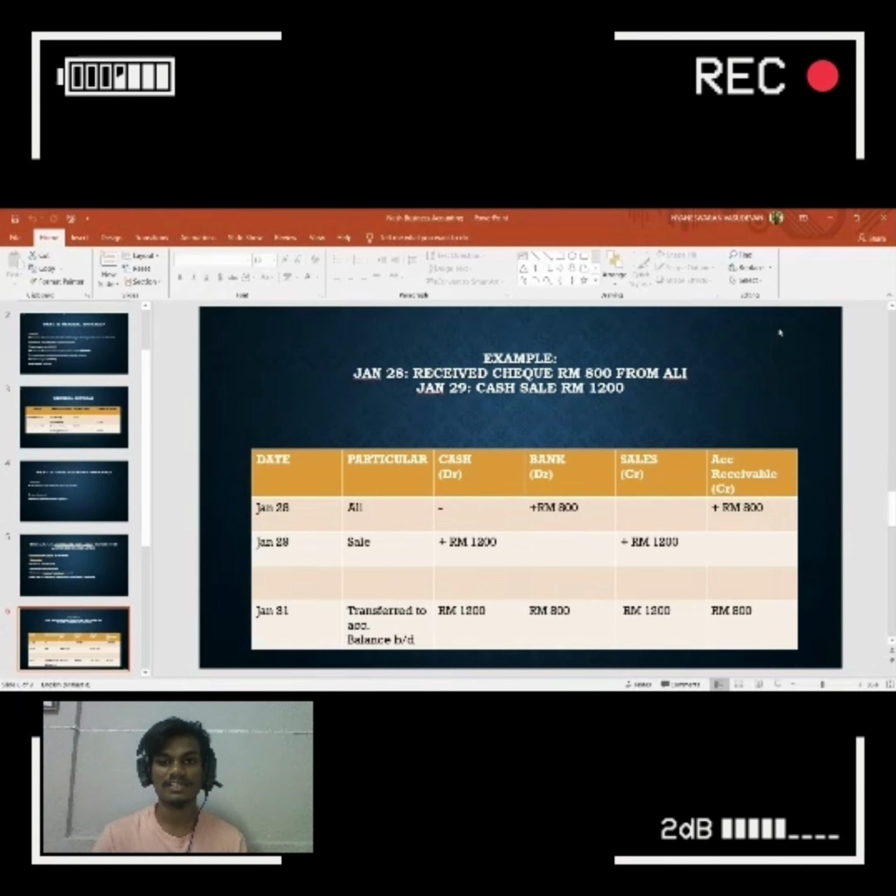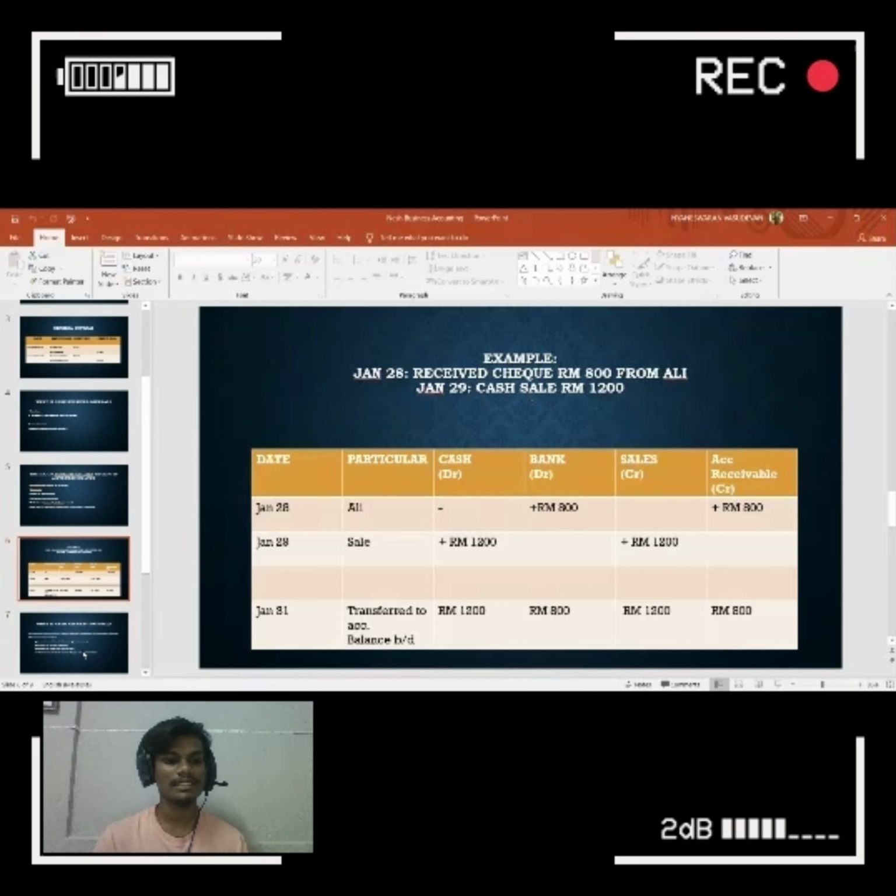This is an example for a cash receipt journal. So what we can see from here is on January 28, I received check from 800 from Ali. So when it comes to check, definitely it will be under bank because check is under bank, and Ali at here is a debtor, or we can call him an account receivable. Next, January 29, cash sale RM 1200. So it's clearly they given that it's a cash, so it will be under cash and it's under sale. Another word for sale is revenue.